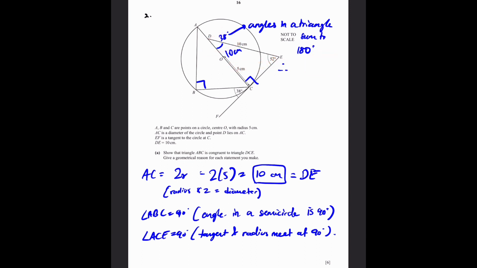So we can write therefore angle CDE equals 38 degrees, and we can also write why this angle is 38 degrees. The reason is the alternate segment theorem. We have an angle formed by a chord and a tangent which meet at a point, in this case C.